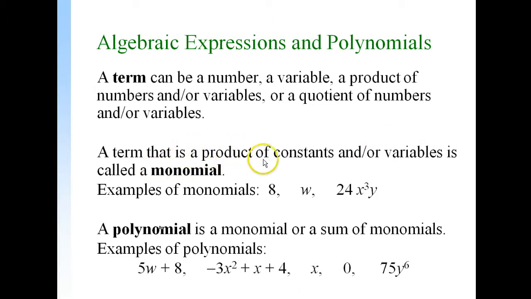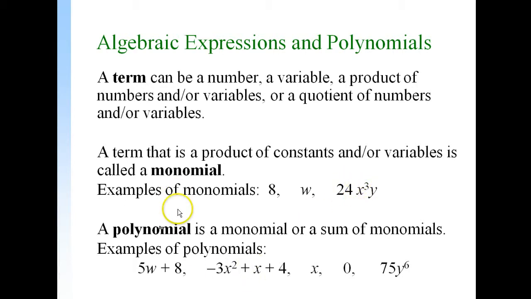And a term that is a product of constants and or variables is called a monomial. So the prefix here, mono, means one, monomial. And these are examples. 8 would be a monomial. W. Remember, there's a 1 in front that we don't write. And then here's the number, and there's a variable and another variable. Now, since there are no plus signs or minus signs between them, this implies multiplication, but this is just one term.